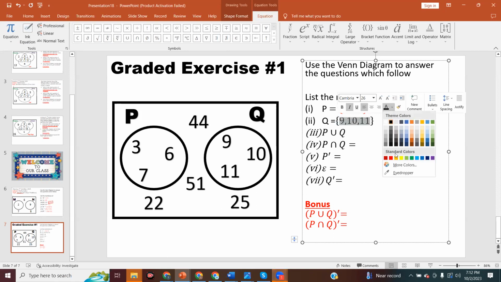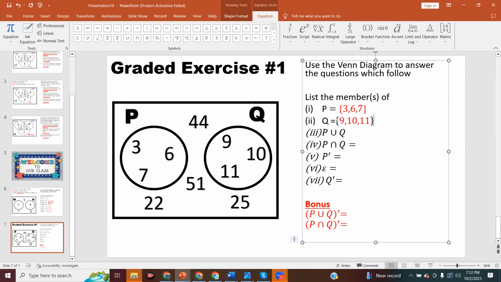All right. Who all got number 2 right so far? Perfect. Let's see if you get the third one right.